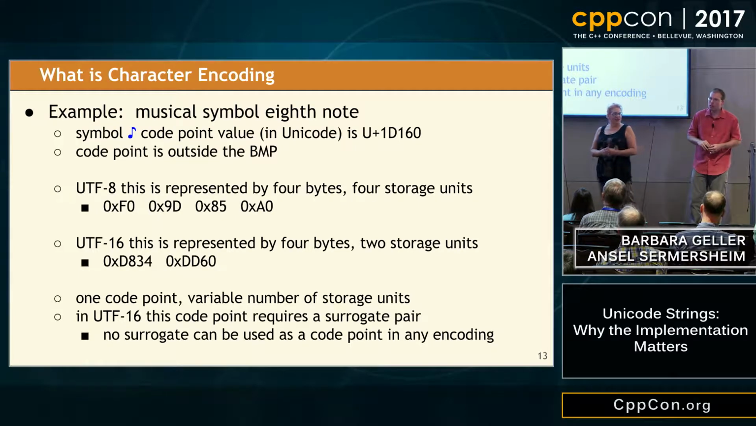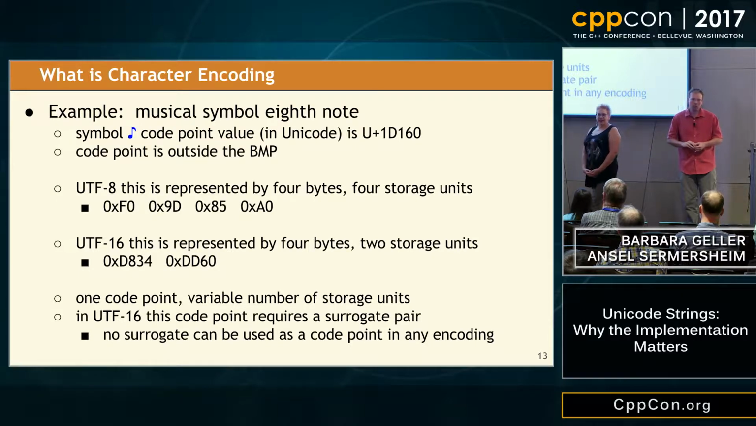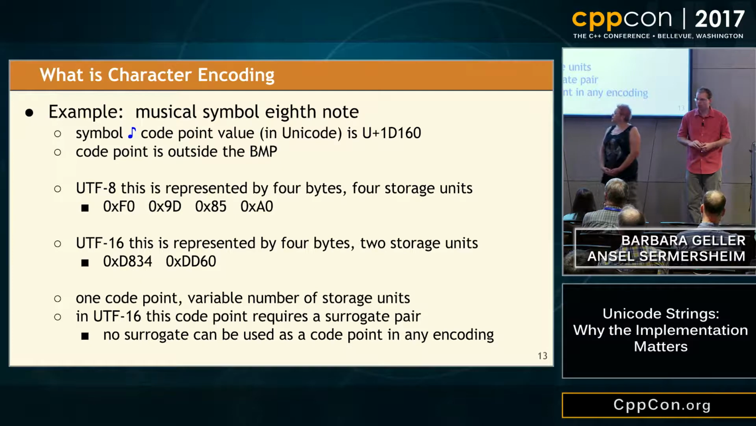Now, as I mentioned, if we step outside the basic multilingual plane, we get to some more obscure characters. So in this case, we have an eighth note, musical symbol eighth note. And you can tell it's outside the BMP because its Unicode value of U+1D160 has 5 digits in it. So therefore, it exceeds 16 bits. It's outside the first 64K, thus it's outside the BMP.